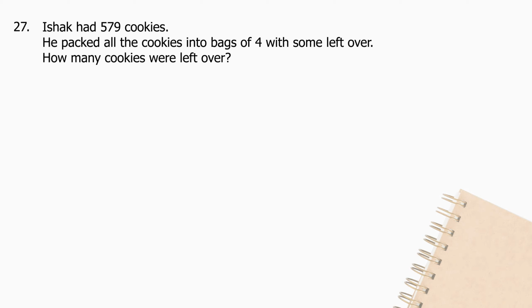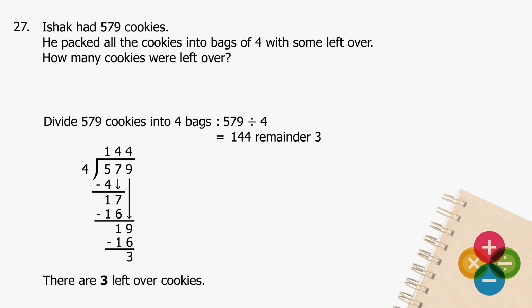Question 27. Ishak had 579 cookies. He packed all the cookies into bags of 4 with some left over. How many cookies were left over? Dividing 579 cookies by 4, you will get 144 bags, remainder 3 cookies.